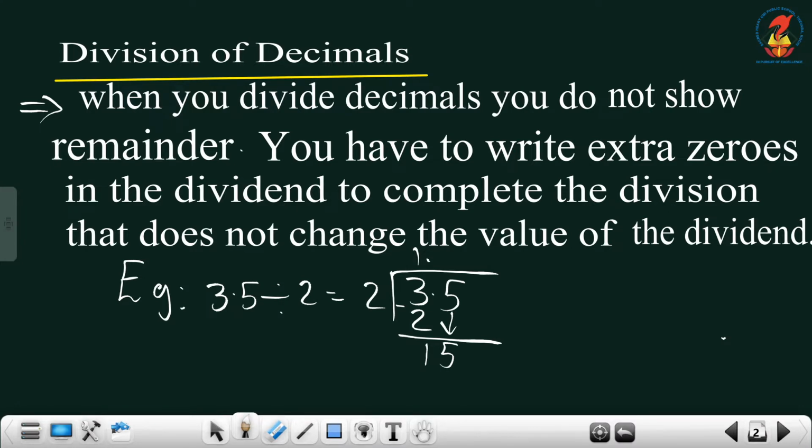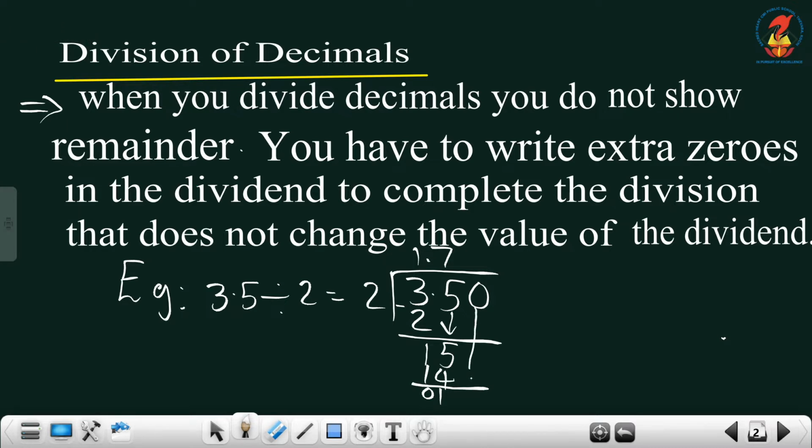And 2 into which number equals 15? 2 sevens are 14, that we can take. Remainder we will get 1 here, right? And what did I tell you? You do not show the remainder. Instead of that, we need to add a 0 in the dividend. And it will become 5 0, right?